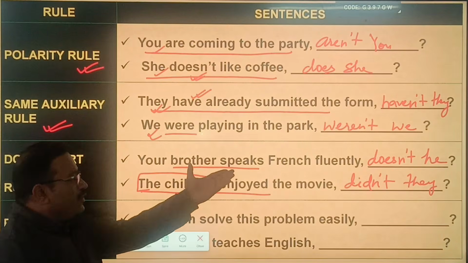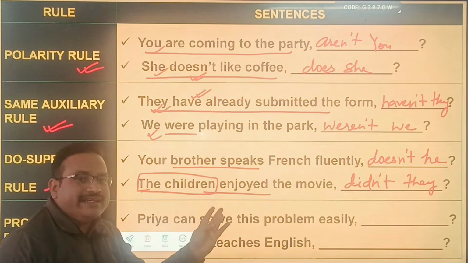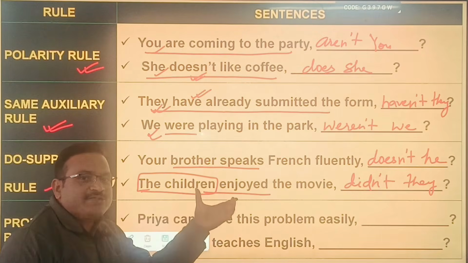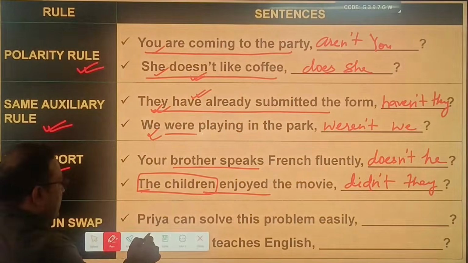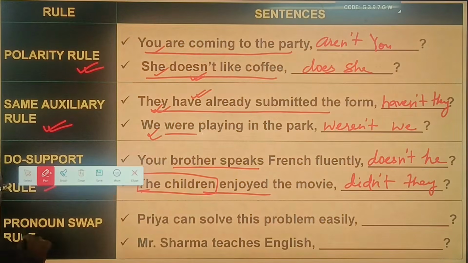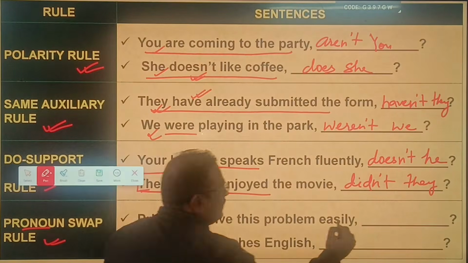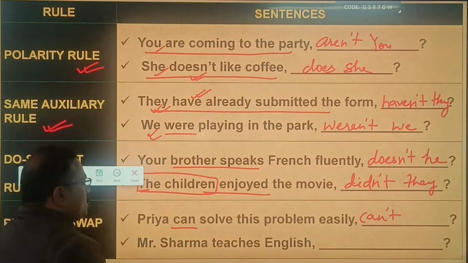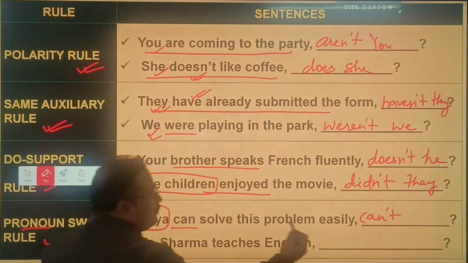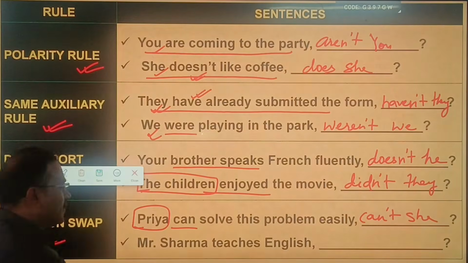So if we don't have auxiliary verbs in the statement, we use do, does, did as per the statement or the tense of the statement. Now next is the pronoun swap rule. Priya can solve this problem easily. So we have can here and it's positive, then the tag will be negative: can't. Now Priya, we can't write Priya. What will we write? She. Can't she.